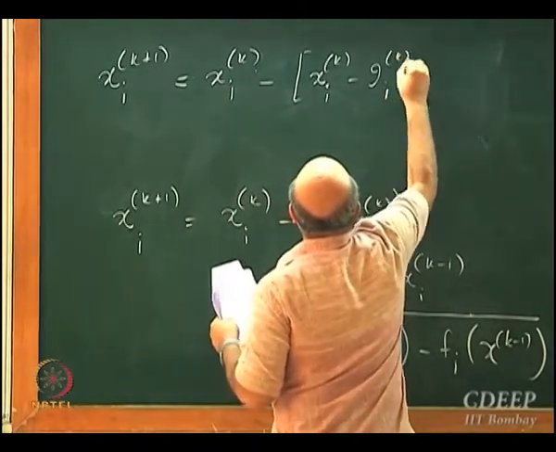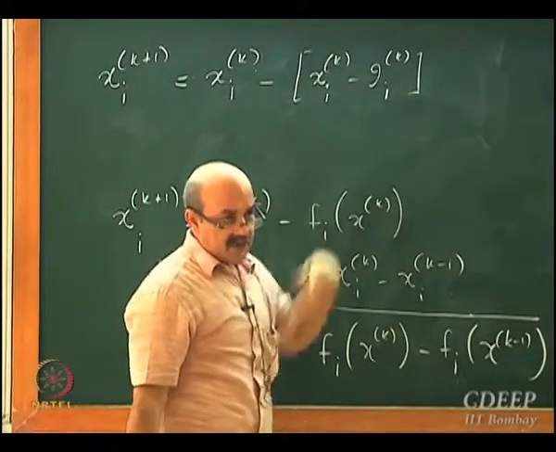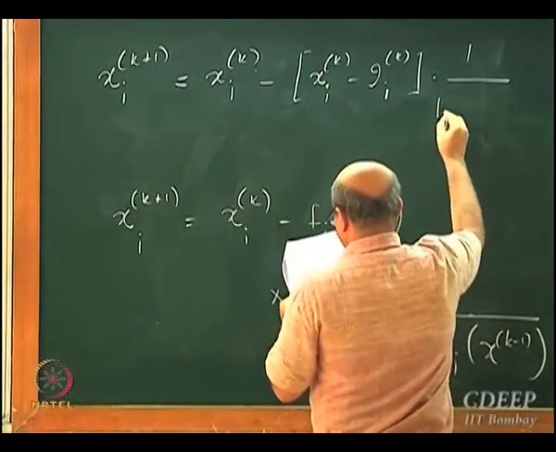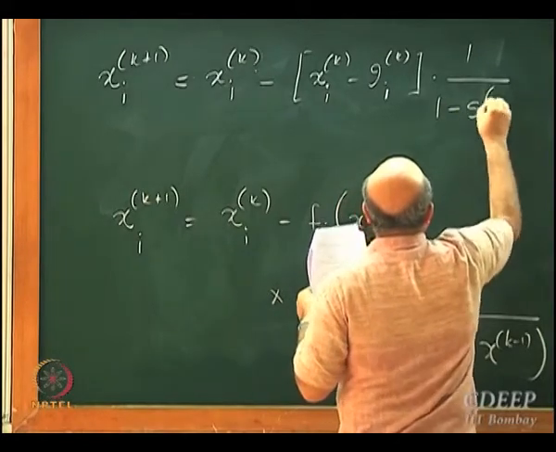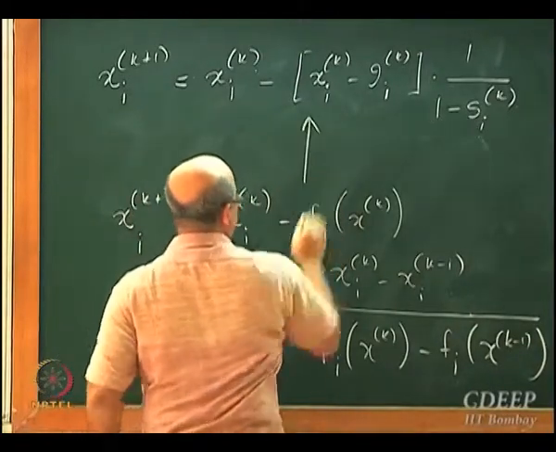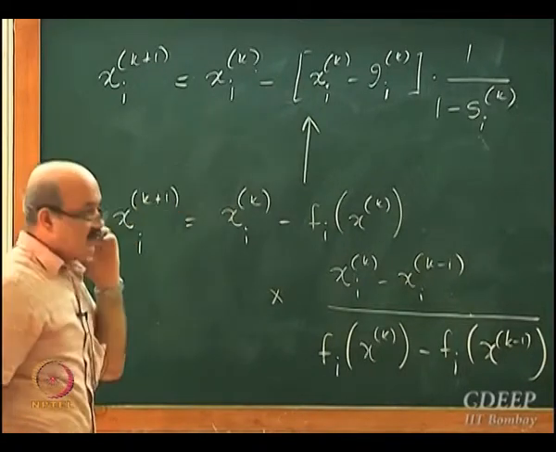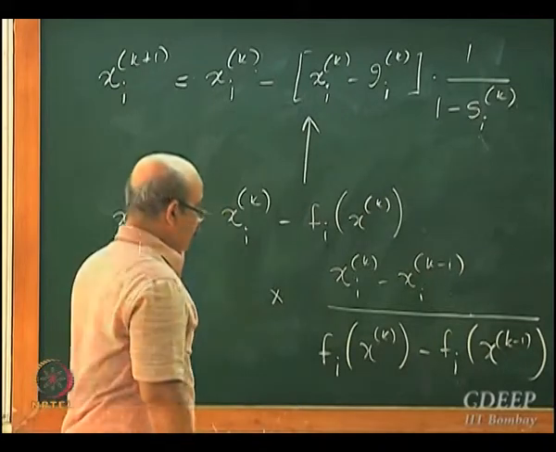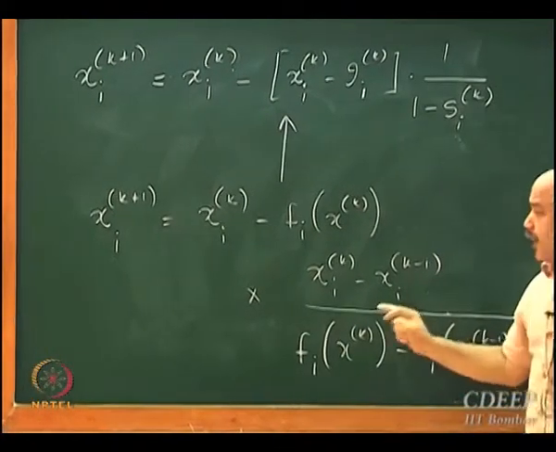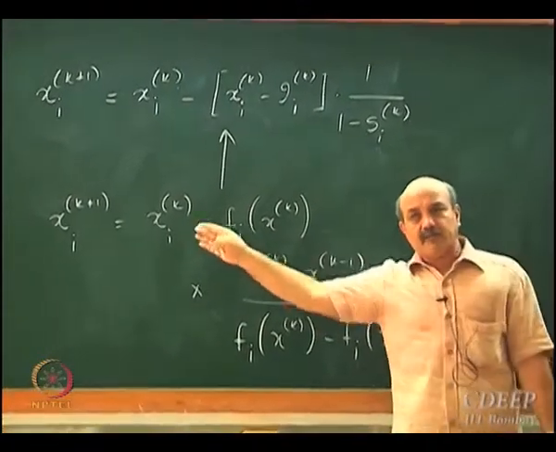xi k minus gi k. What is Fi k? This is xi k minus gi k, we have defined it like this, into 1 upon 1 minus Sik. Same formula, I have just rewritten in a different form. Well, if you were to implement, if I just go back here, if you were to implement this formula as it is, it's fine, nothing wrong with it. That itself will be Wettstein method.